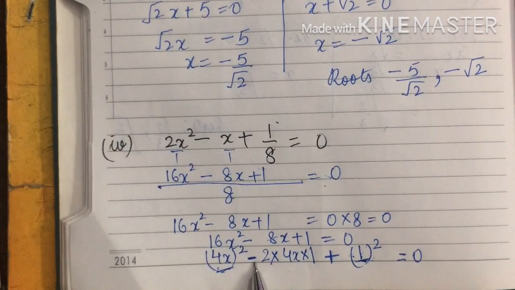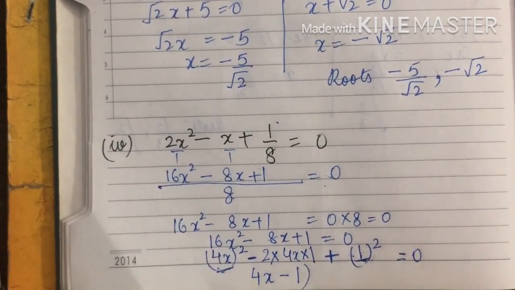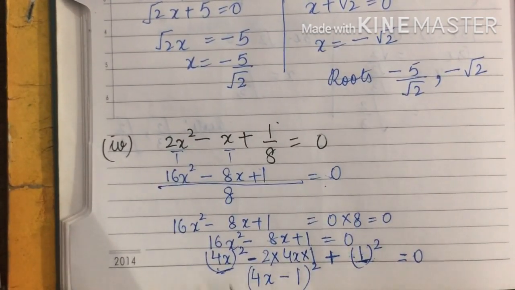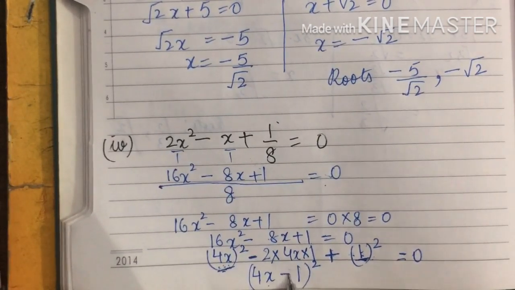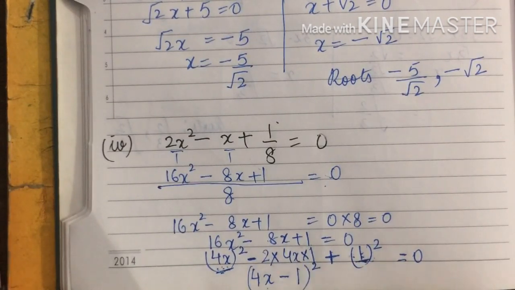2ab is minus, so this can be written as 4x minus 1 whole square. Taking the numbers inside the squares. This was inside a square, this was inside a square. Take 4x, take 1. In between these two, the sign is minus. This sign is from the product term, equal to 0. From here you can factorize and find out the values of x.